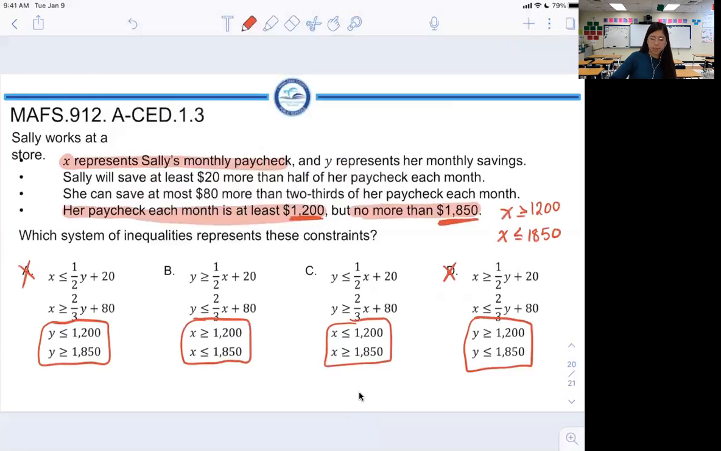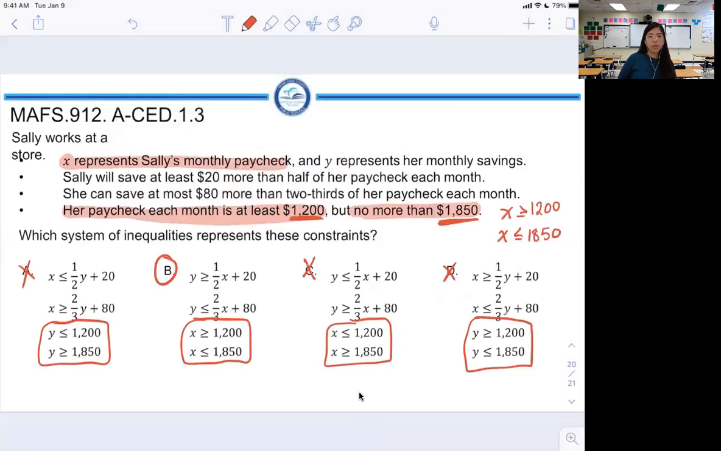And lo and behold, where do we see that? Not in answer choice C, but in answer choice B. So I didn't even have to look at those two confusing bullet points, because I was able to figure this out only by matching the last bullet point to the correct answer.